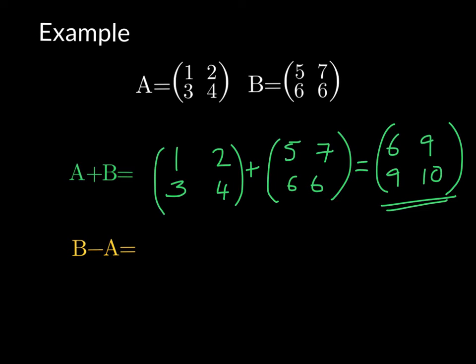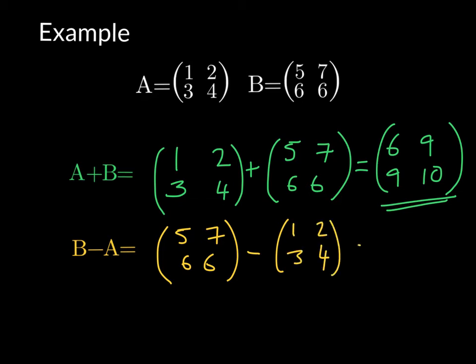What if we want to subtract matrix A from matrix B? Well, matrix B is 5, 7, 6, 6 minus 1, 2, 3, 4. So 5 minus the 1 gives us 4. 7 minus the 2 gives us 5. 6 minus 3 gives us 3. And then 6 minus 4 gives us 2. So it is quite straightforward to add and subtract matrices to and from each other.